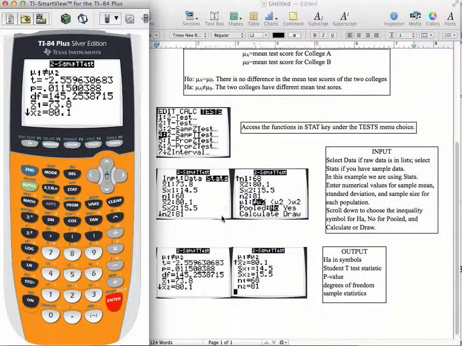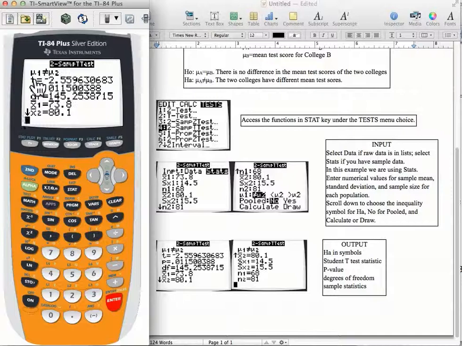So let's look at the output window. In our two-sample t-test, the output restates for us the alternative hypothesis in symbols. It provides us with the student t-test statistic, and we see that t is equal to negative 2.559, or rounding to 2.556. The p-value is 0.0115. We could round that to 0.01. The calculator gives us the degrees of freedom. I would report that as 145. And then it repeats our sample statistics, and you can scroll down to see more output, and that's pretty much it.